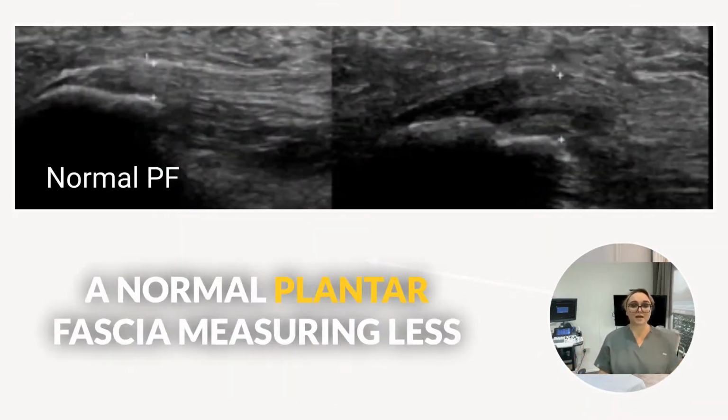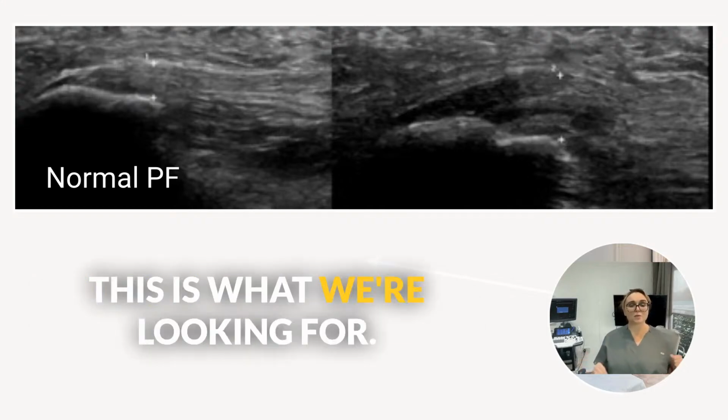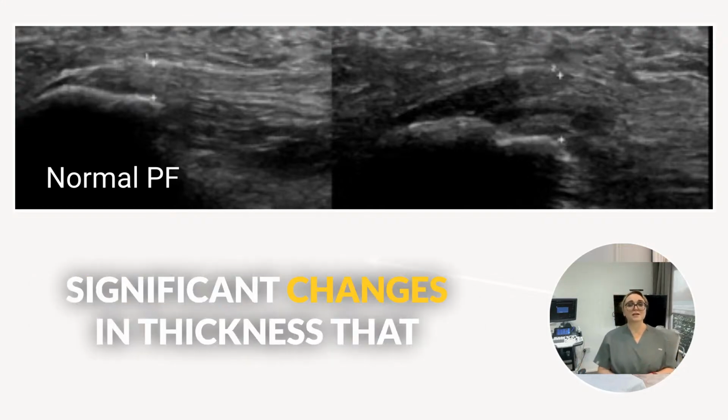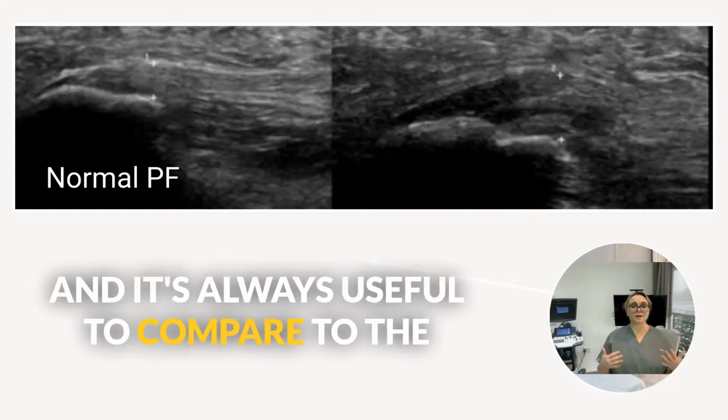A normal plantar fascia measuring less than 4 millimeters in thickness. This is what we're looking for. Significant changes in thickness that are easy to identify. And it's always useful to compare to the contralateral.